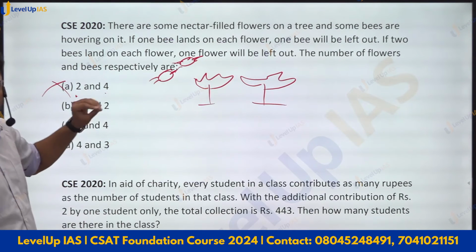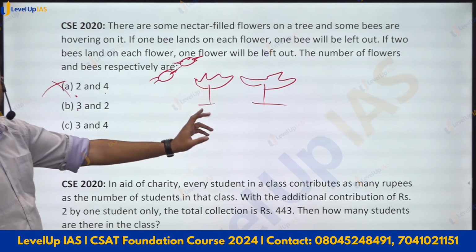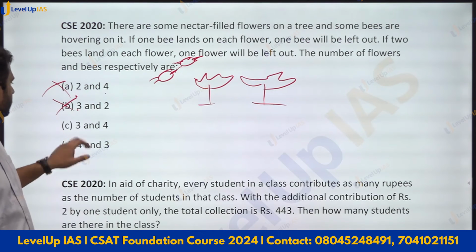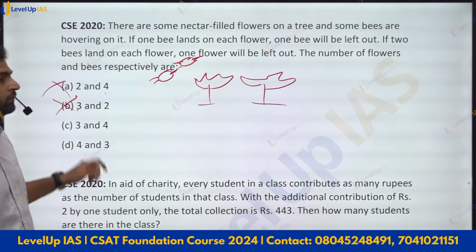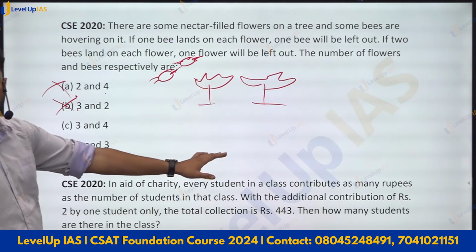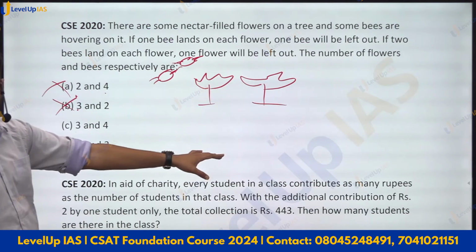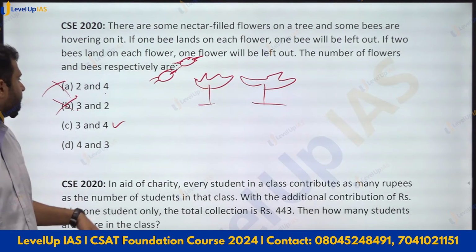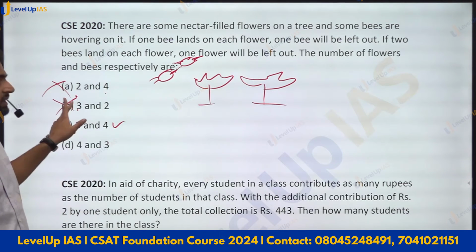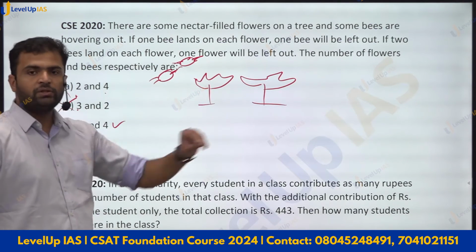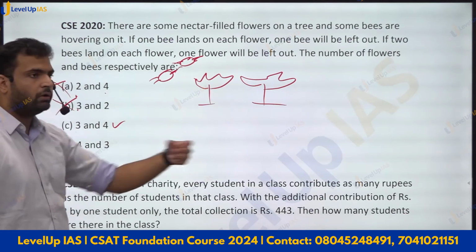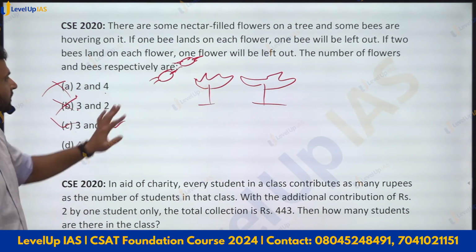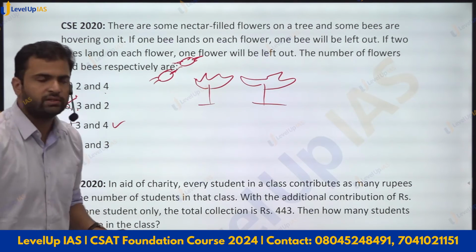Then three flowers and two bees. On three flowers, two bees landing on two flowers and bees are over. One flower is remaining. So this is not true. Here, three bees and four flowers. On three flowers, three bees are sitting and the fourth bee is left out. So this is still possible. And if two bees are sitting on one flower, another two bees out of these four on the second flower, so one flower is left. So this is the answer. That is how you can solve it very, very quickly and very, very simply.